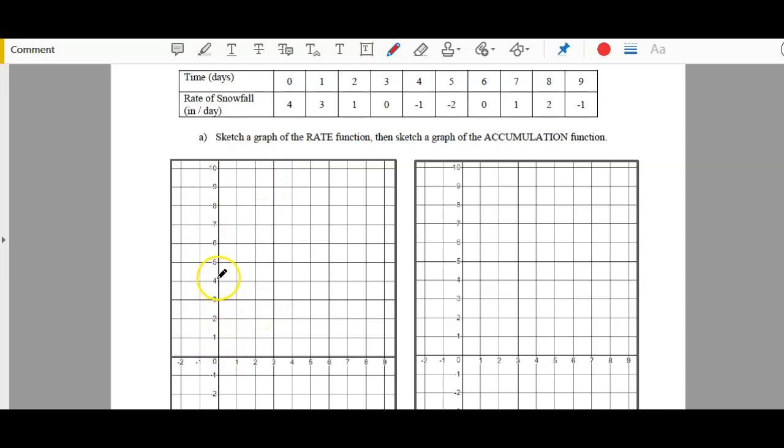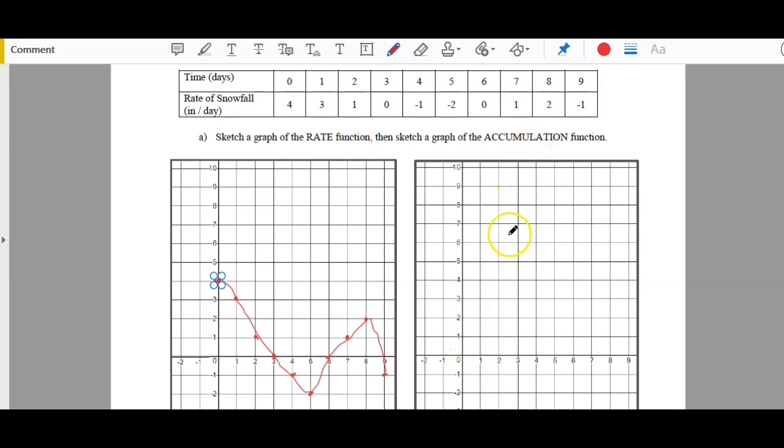So I start off 4 inches on day 0. Then we're going to go to 3, looks like 1, 0, -1, -2, 0 again, 1, 2, and then -1. So this would follow this path right here. So we're going to come down, something like that, maybe come up and then drops off again. So that would be my rate function that I'm looking at right there.